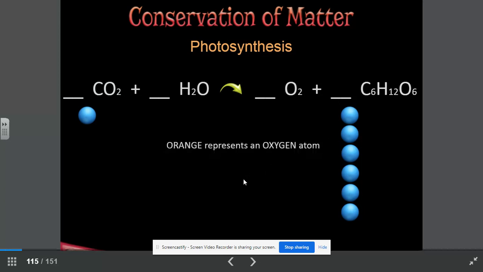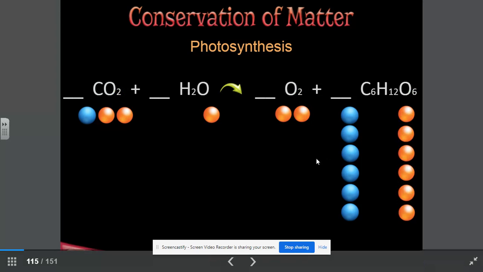Orange is going to represent your oxygen atoms. There we go. I've got 2 on this side. How many do I have on this side? Here and here. Oops, I missed that one. 1, 2, 3, 4, 5, 6.